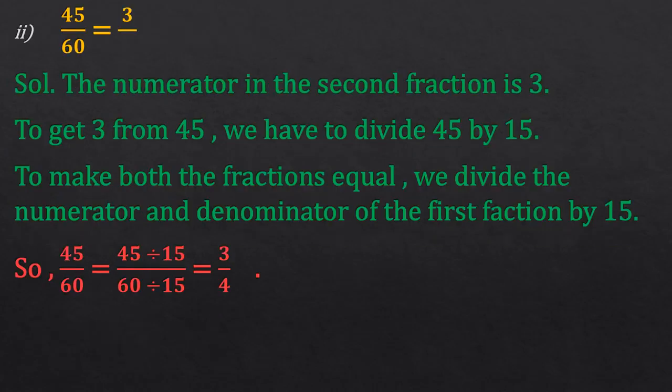See the second example now. 45 upon 60, and equal to this it is given 3 upon box. Now see, in place of 45 in the second fraction we have 3. How do we get 3 in place of 45? When we divide 45 by 15. So if we are dividing the numerator by 15, we will divide the denominator also by 15. When we divide 60 by 15, we will get 4. So our equivalent fraction of 45 upon 60 is 3 upon 4.